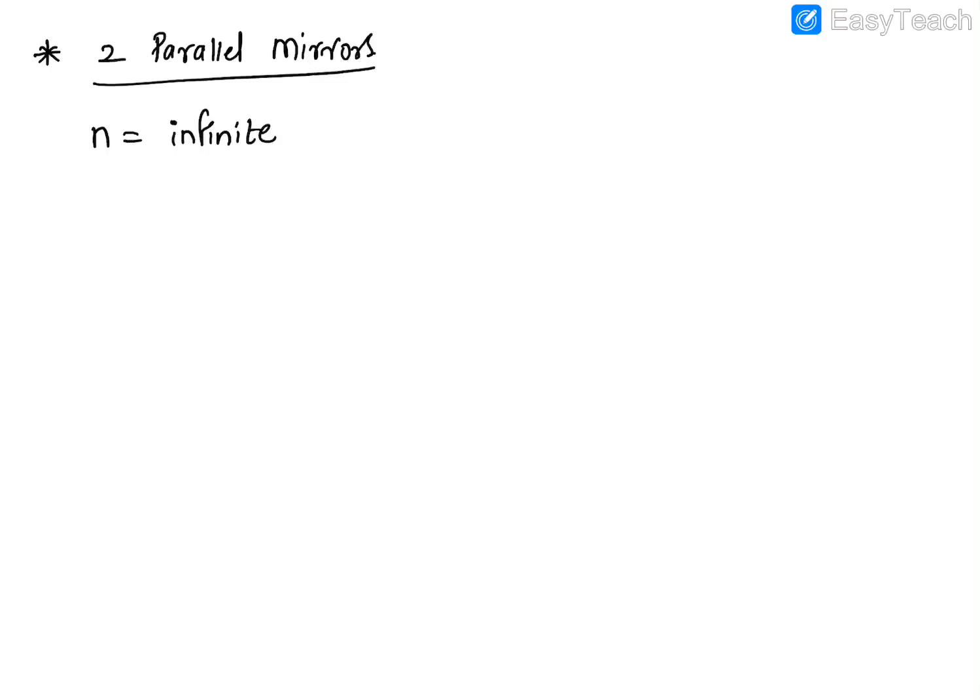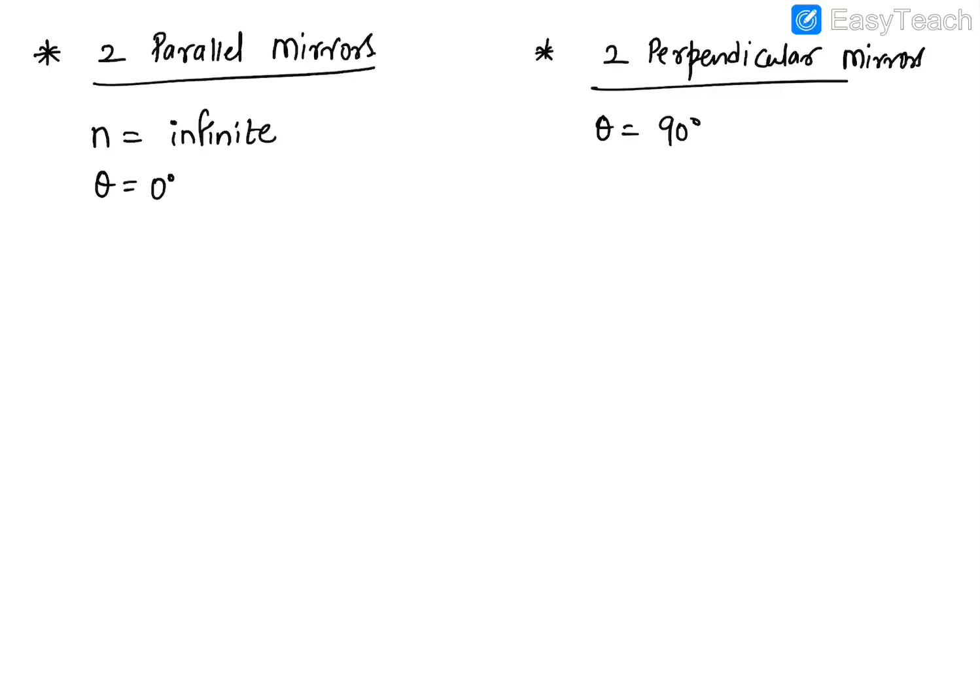And the another case of mirrors is two perpendicular mirrors. If two perpendicular mirrors are used, what's the angle between them? The angle between them is 90 degrees. What was the angle here between them? 0 degrees, because they are parallel. Now the number of images formed when the two mirrors are perpendicular is equal to 3. There are 3 images formed when the mirrors are perpendicular.